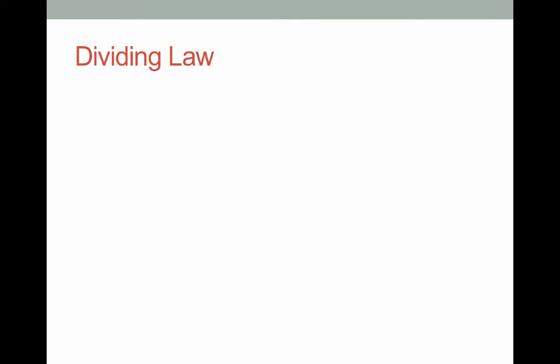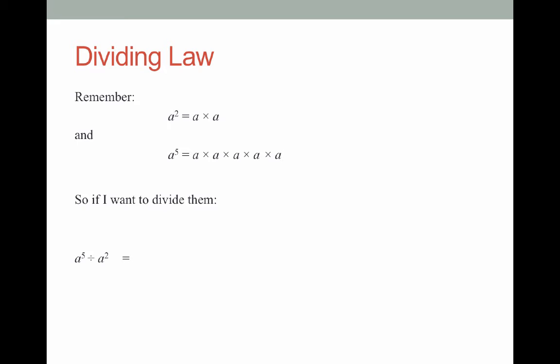Now dividing is the opposite of multiplying, so our rule should really be the opposite of the rule that we just looked at. So let's have a look at what that means. Now remember that a squared will just mean a times a. That means that a to the power of 5 means a times itself 5 times. So if I wanted to divide both of those things, that is a to the power of 5 divided by a to the power of 2, I've got to remember that division looks just like a fraction.